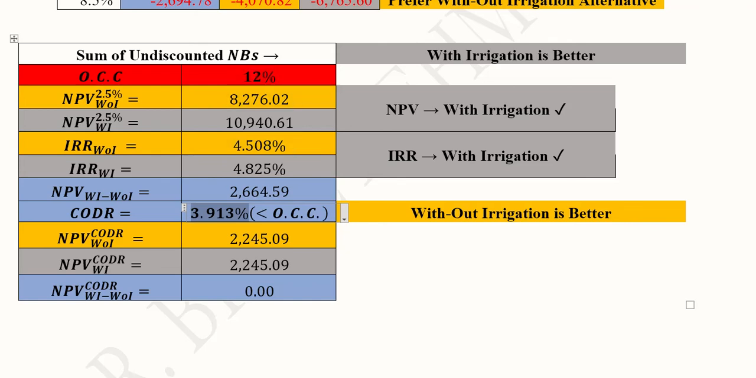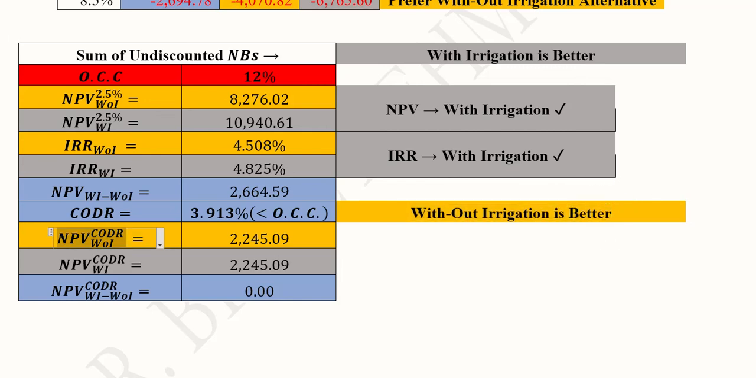When we compare it with the opportunity cost of capital, it is less. So it means that we should not depend on the with irrigation alternative, because the opportunity cost of capital is greater and the additional value IRR, that is the crossover discount rate, is smaller. So the opportunity cost of capital is something superior and more rewarding, and this is why we let go of the irrigation option and we go with the without irrigation option.